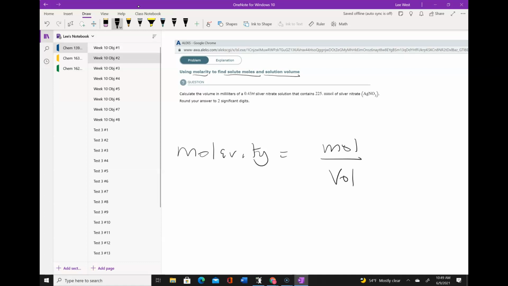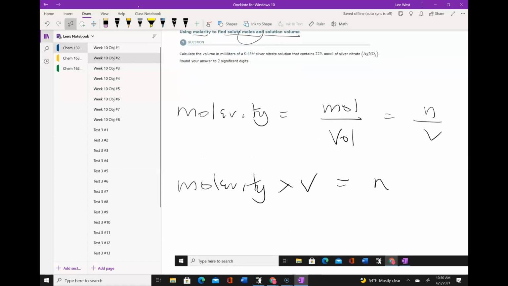Now, sometimes people will do n on V. Molarity is n on V. So you can see from there that molarity times volume will give me my number of moles. And remember, we're going to try and find solute moles. And then finally, we need to recognize, if I rearrange this formula, that the number of moles on the molarity will give me the volume.